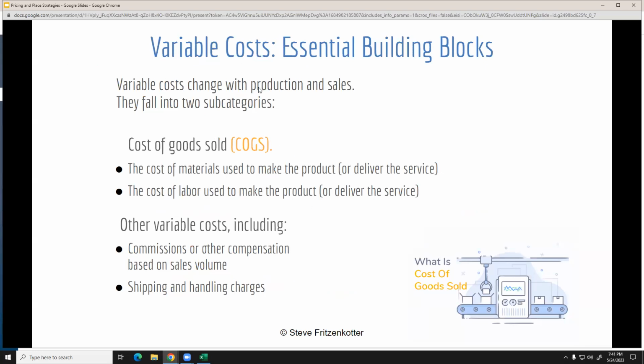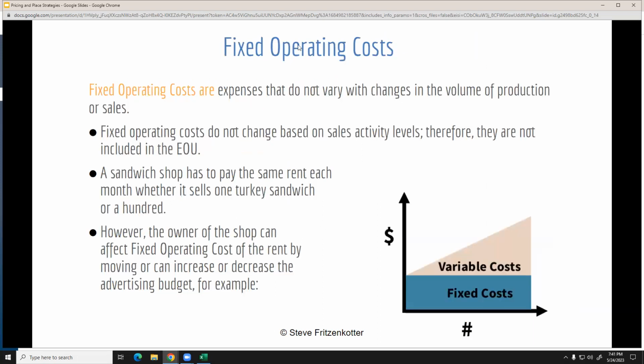So we're going to be looking at variable costs and how they affect cost of goods sold. We'll be looking at an example of that a little bit later, a few slides away. And other variable costs include commissions and compensation based on sales volume and bonuses, things like that. Shipping and handling charges. So I think you're getting the point that variable costs do change based on production.